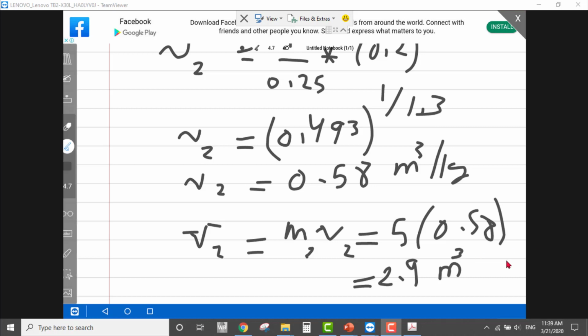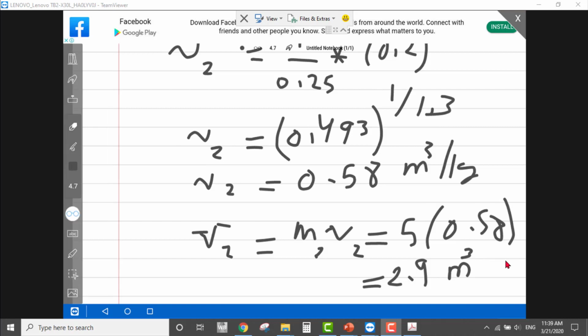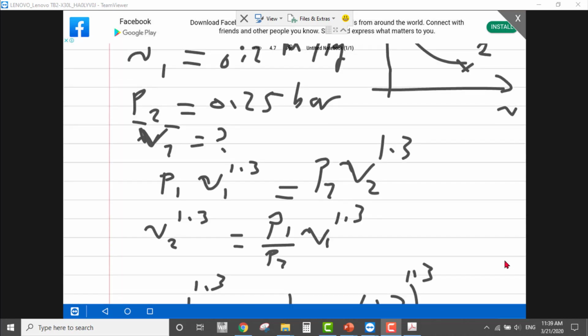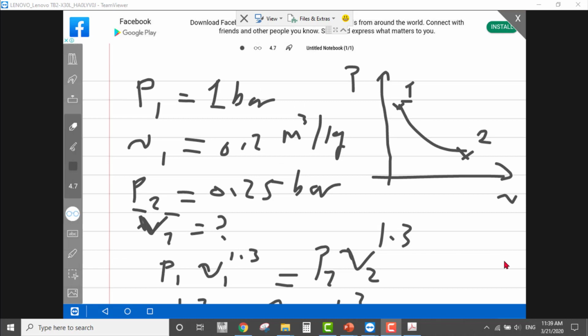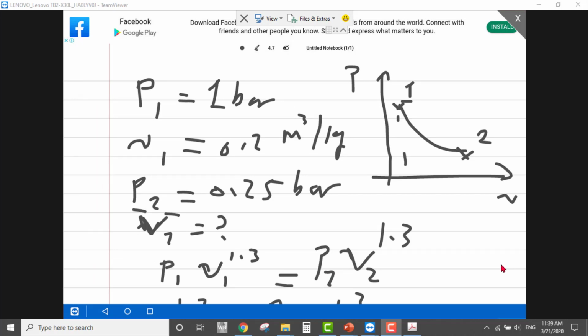Notice that to check your answer, the specific volume starts from 0.2 and ends up with 0.58. So as we expect, the volume increases.